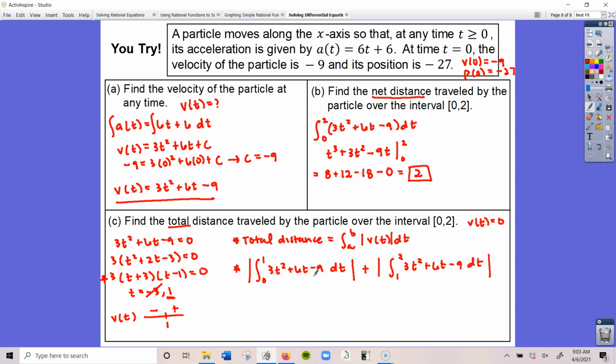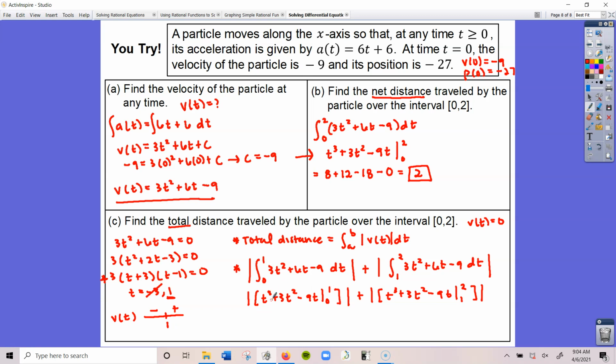Now we had already figured out what this integral was over here, right? The t cubed plus 3t squared minus 9t, but now we're just evaluating for different intervals. So we have the absolute value of, I'm just going to separate this here like that, t cubed plus 3t squared minus 9t, and we're evaluating that from 0 to 1, plus t cubed plus 3t squared minus 9t, and we're evaluating that from 1 to 2. Okay, so now we're going to plug all of this in.